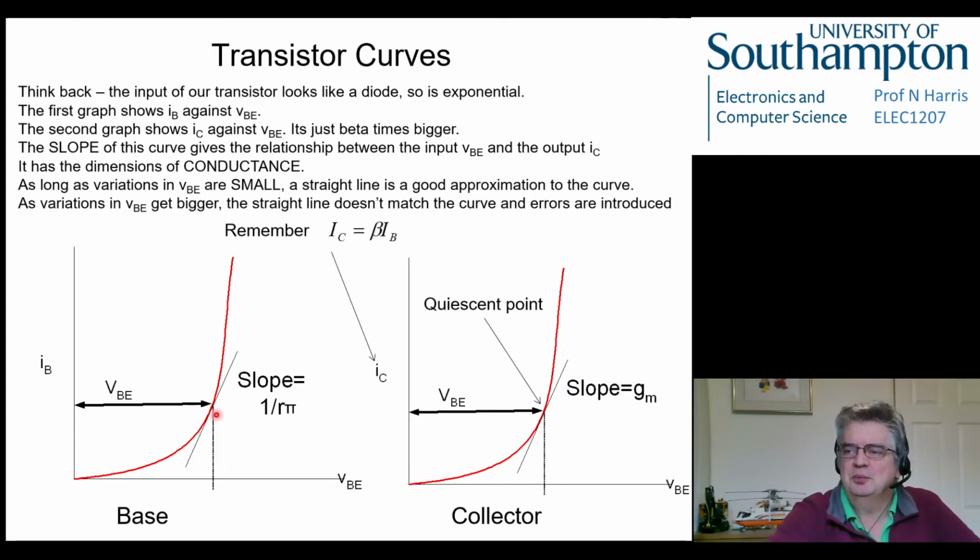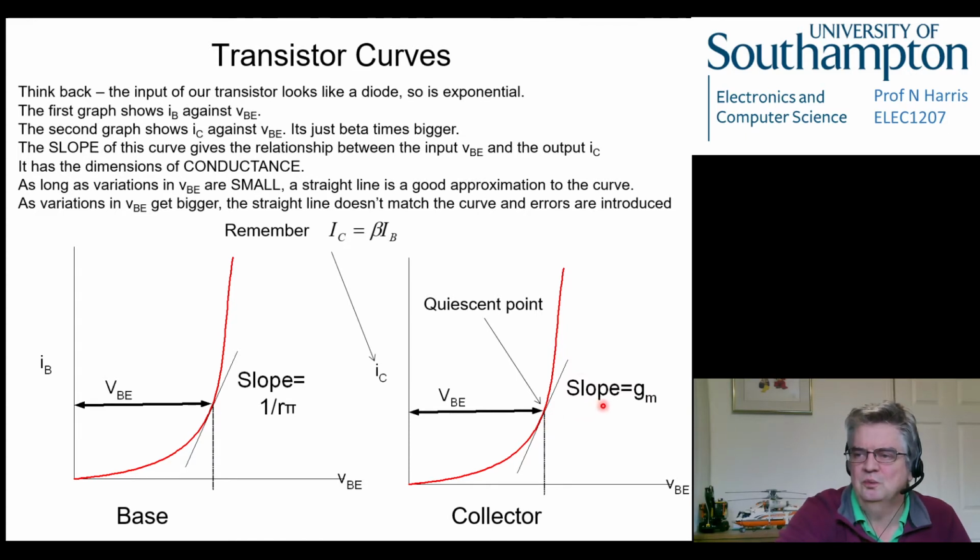Then if we look at the output side of things, we've got collector current now plotted against VBE, the input voltage. And what we've now got is exactly the same curve. It's just that IC is going to be beta times bigger than IB because of this. So these are identical curves, it's just we've got a scale factor on this axis. So this is the relationship between the input of the transistor and the output of the transistor. So we've got exactly the same thing, and we've got the same slope and the same everything over here.